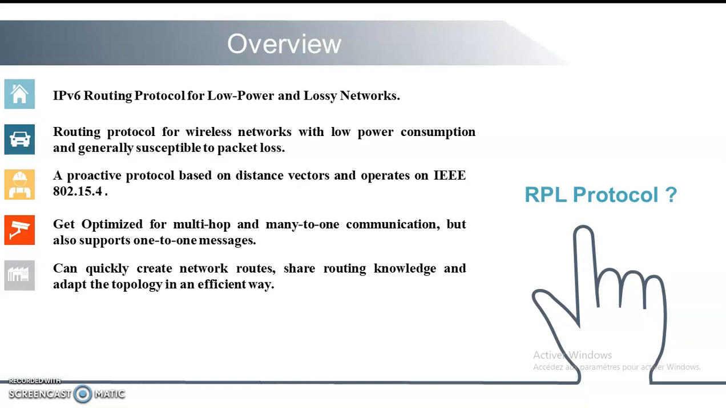RPL is also a routing protocol for wireless networks with low power consumption, generally suitable for packet loss. It is a proactive protocol based on distance vector and operates on IEEE 802.15.4. It supports multi-hop and many-to-one communication, but also supports one-to-one communication.